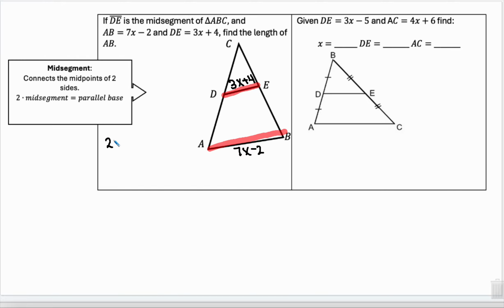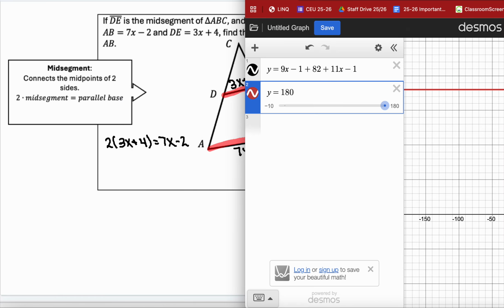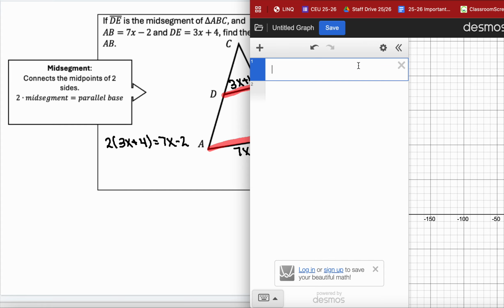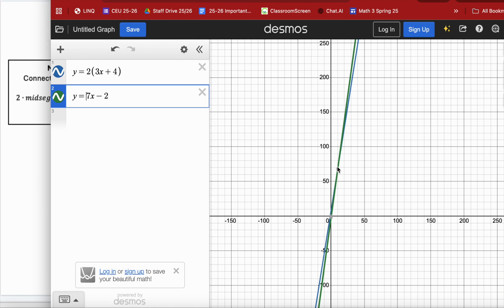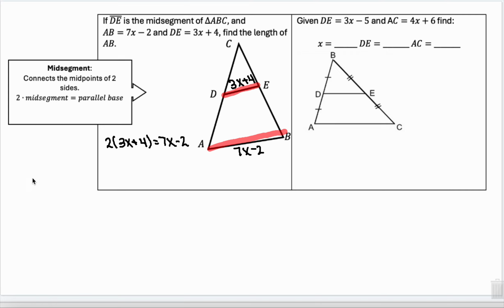So I can say 2 times 3x plus 4 equals 7x minus 2. I'm also going to use Desmos to solve for this as well. So 2 times 3x plus 4 and 7x minus 2. Technically, you should be in the habit of having y equals in front, but it's not the end of the world if you don't, if you're using x's. But you're looking for where those two things graph. Okay, great, x equals 10. Where those two things intersect, sorry.